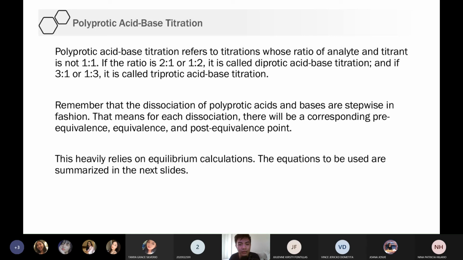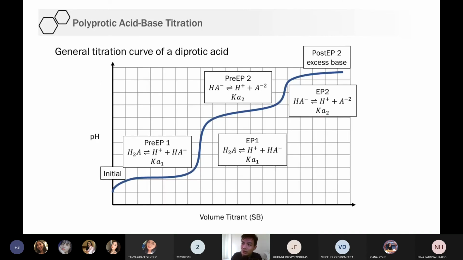Suppose it is a diprotic acid, two H are neutralized. How many inflection points is that? Two. That means we have two endpoints. There is an endpoint for one H, then another endpoint for the other H. For a triprotic acid, three, because you neutralize three H. So that means three inflection points. Okay? So this is how the titration curve for a diprotic acid looks like.